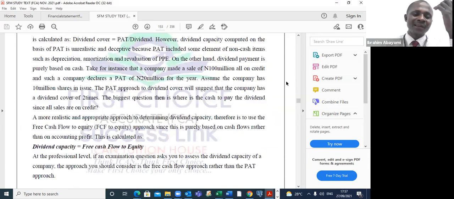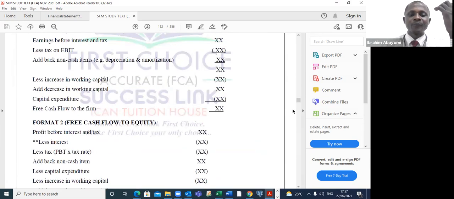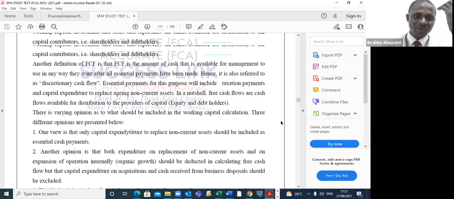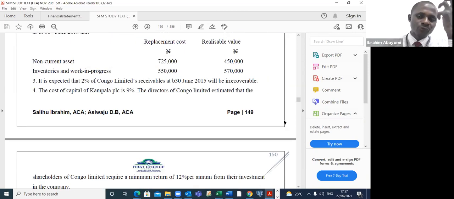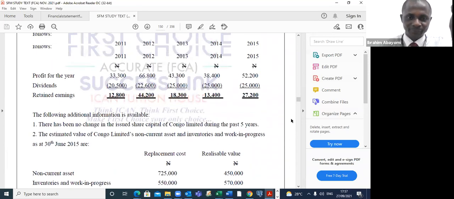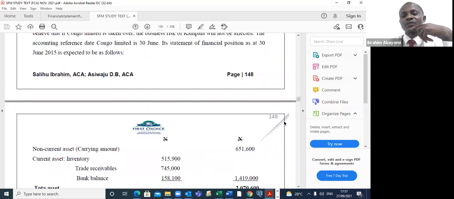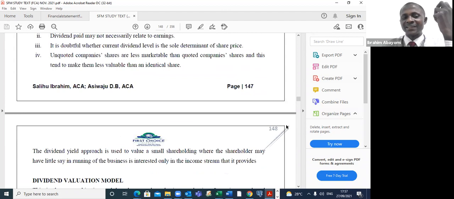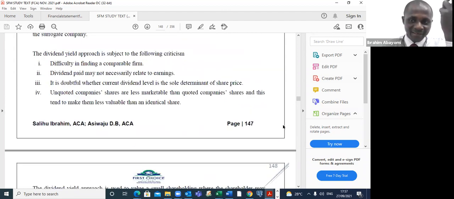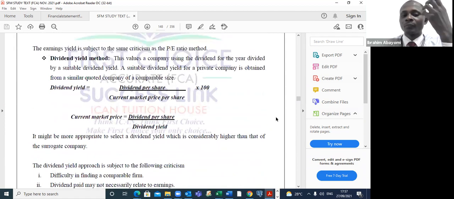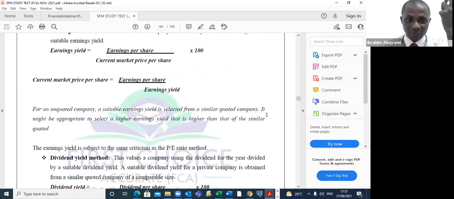Now, how do we value a business? Or let me even say, why do I need to value a business? We have two types of businesses: a quoted company and an unquoted company. When we say a company is quoted, it means the shares of the company are listed on the stock market. So that's a quoted company.